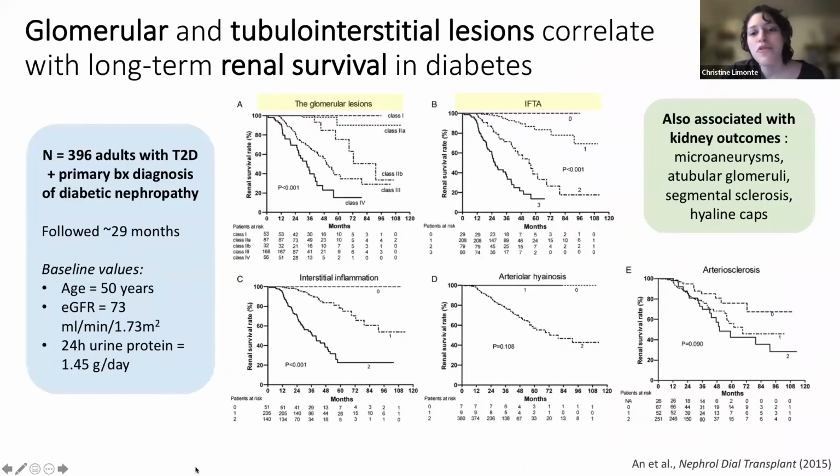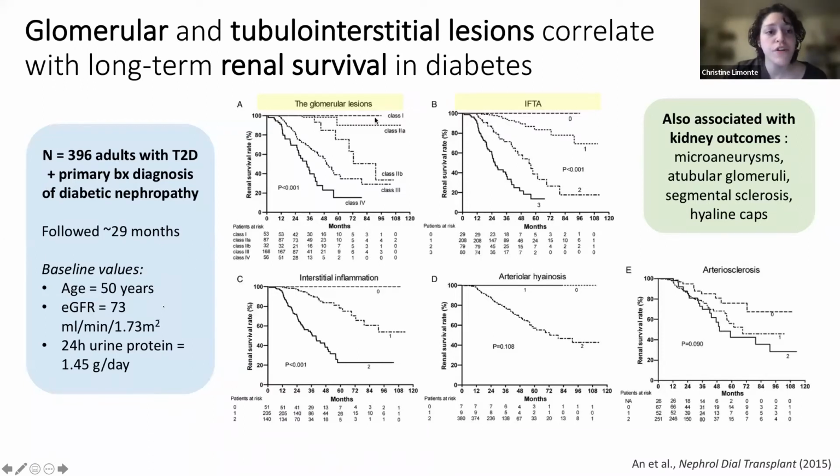And so moving to histopathological correlations with long-term outcomes. These are results from one of the larger type 2 diabetes clinical biopsy cohorts I came across that includes almost 400 people with a primary biopsy diagnosis of diabetic nephropathy. Participants were around 50, had an eGFR in the 70s, and 1.5 grams of proteinuria a day. They were followed for about 29 months.